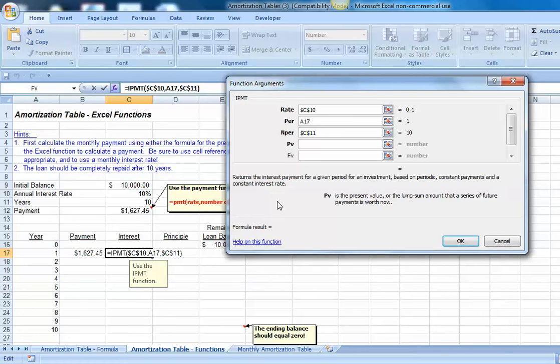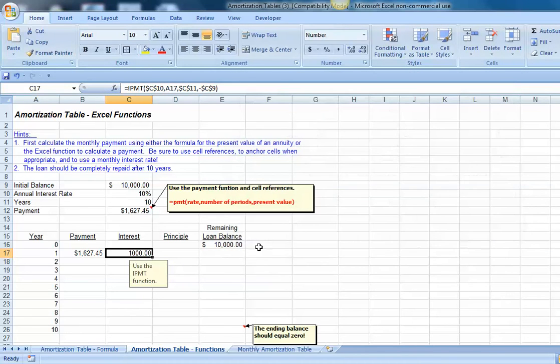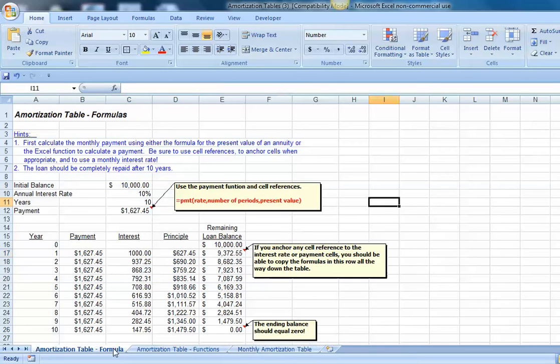The present value of our loan's initial balance will always be $10,000. So again, we will anchor that with dollar signs. And again, I'm going to put in a negative sign in front of my present value to ensure that I get a positive amount for the amount of interest on our loan. And again, it's the same $1,000 we calculated in our prior amortization table.